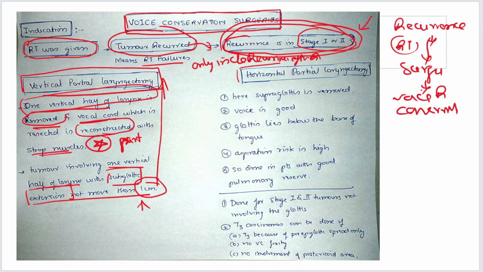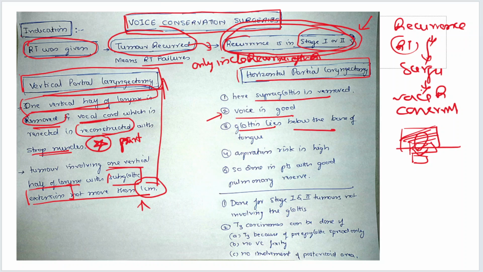So what is horizontal partial laryngectomy? In horizontal partial laryngectomy, the supraglottis is removed. The upper half of the larynx, this is the supraglottis, and then the vocal cords are there. This is the cricoid cartilage. This is the thyroid cartilage. The upper half of the larynx is removed. The advantage is the voice is good because you are not touching the vocal cords.